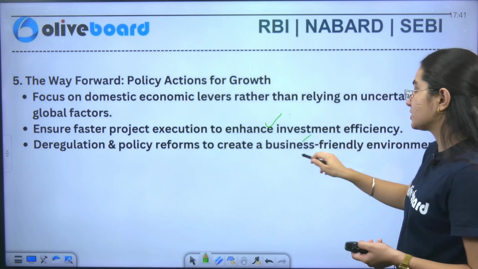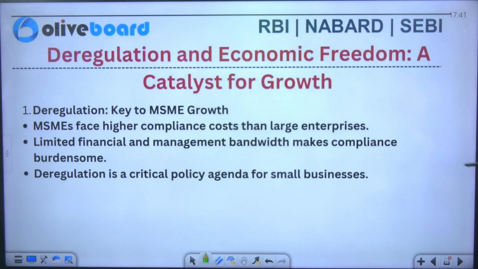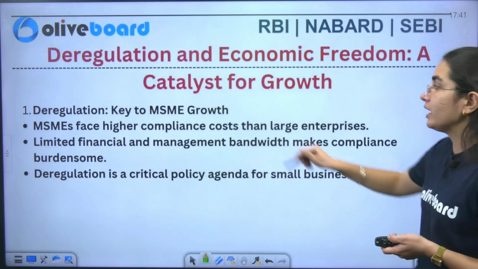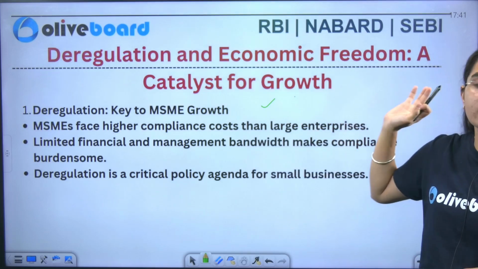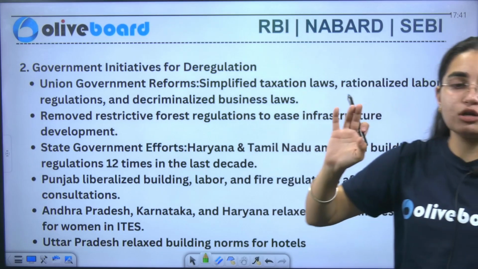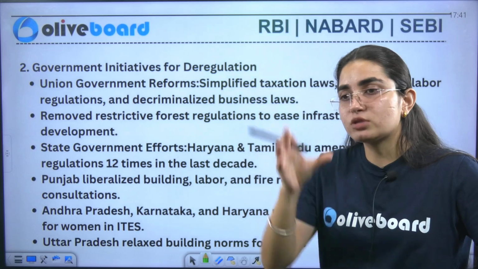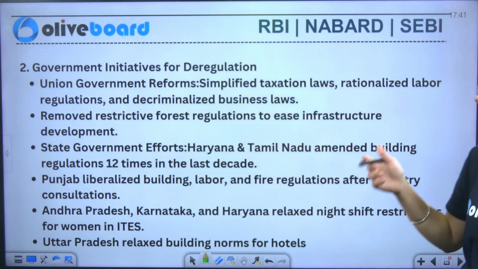Deregulation and the policy reforms create a business friendly environment here. Now deregulation and economic freedom, a catalyst for growth. Deregulation क्या है? It is key for the MSME growth as well. Now deregulation के बारे में अगर मैं आपको बता चुकी हूँ कि जितना deregulation, जितनी गवर्नमेंट की इन्वॉल्वमेंट कम होगी, उतना ही ज्यादा हमें जो इन्वेस्टमेंट है हमारे पर्टिकुलर सेक्टर में देखने को मिलेगी.